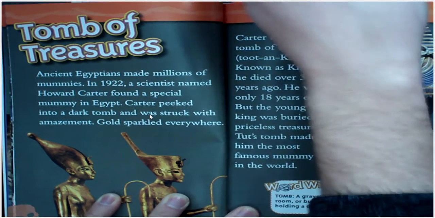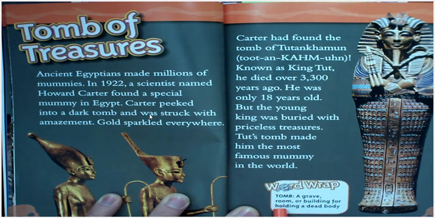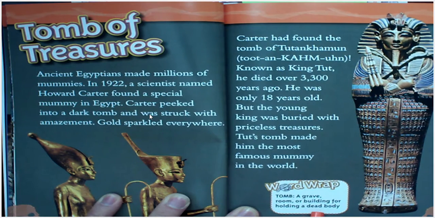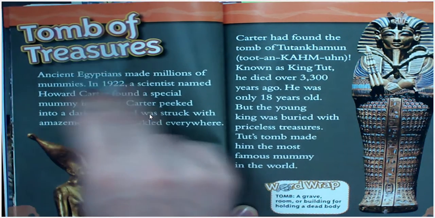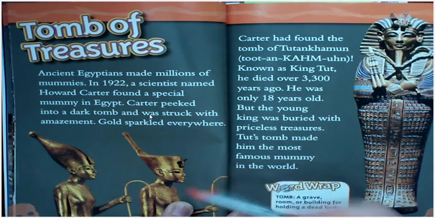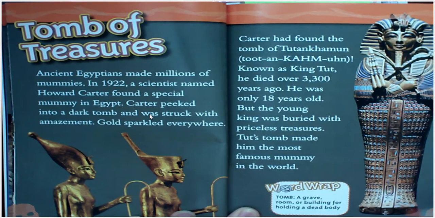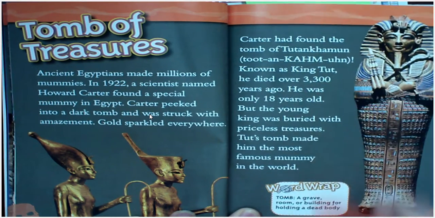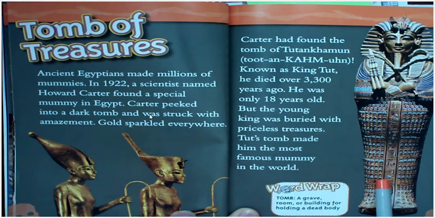Well, I know a tomb is a place where they bury people. Oh, the word wrap here helps me with that. A tomb is a grave, room, or building for holding a dead body. So it's where they bury their dead. A tomb of treasures. So I'm assuming that these tombs must have a lot of treasures. When I look at these photographs, these look like they're gold statues of ancient Egyptians. And then we look at this again, we knew this is where they bury mummies. This is that sarcophagus. And it looks like there's some gold and some jewels on there.